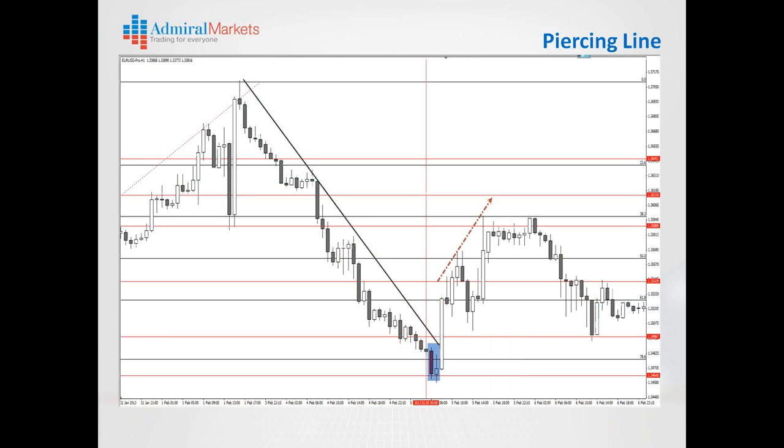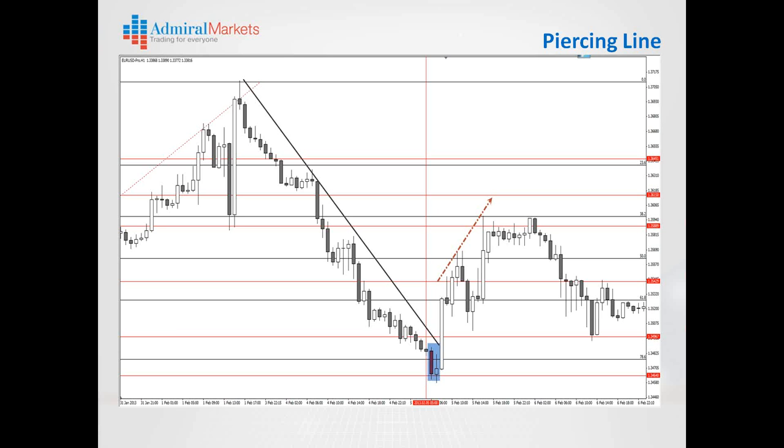And you see the candle, the first candle is a big momentum Marubozu candle. It went to a support. Then we had some sort of a lower movement, but the candle closed just into the body. And this can also be qualified as a piercing line.